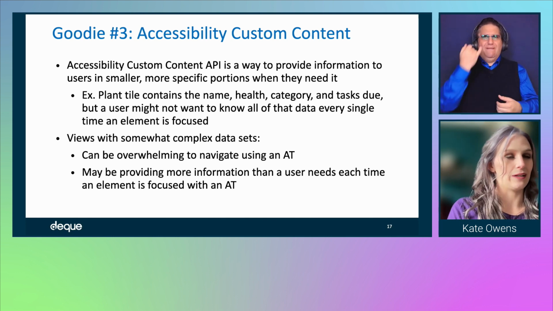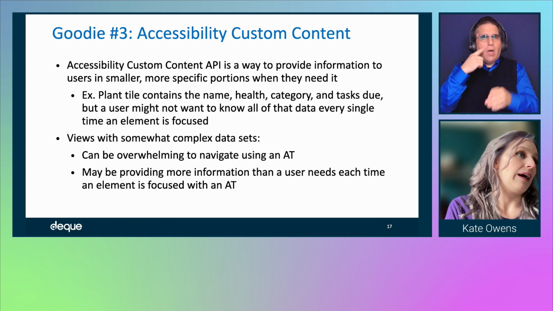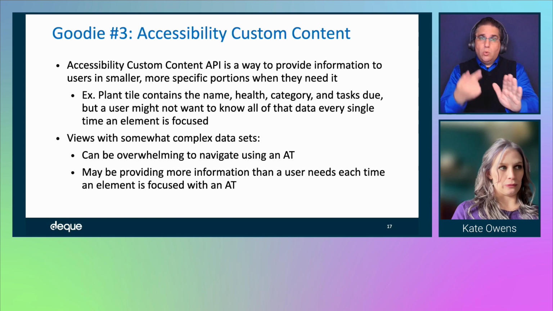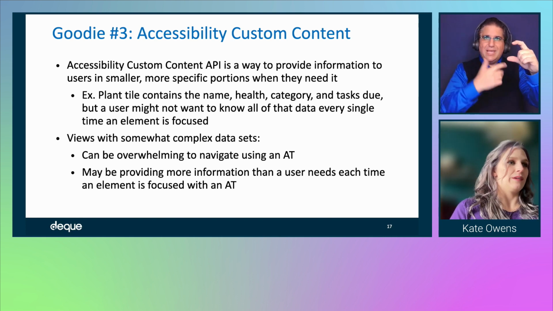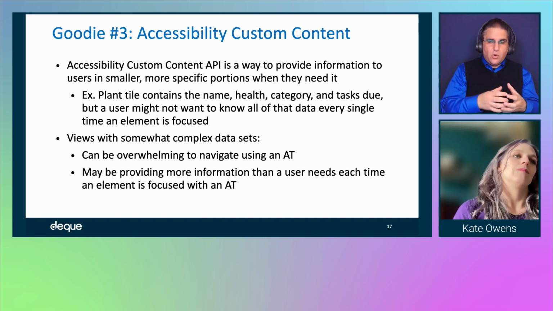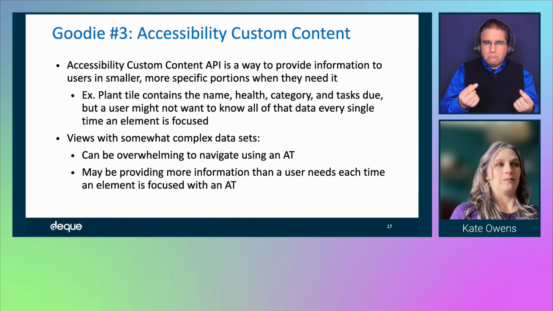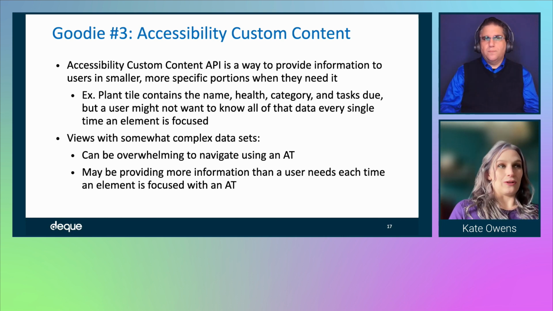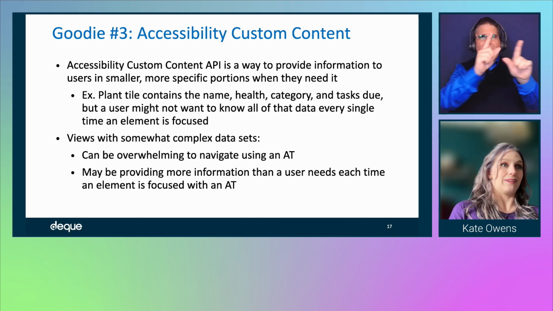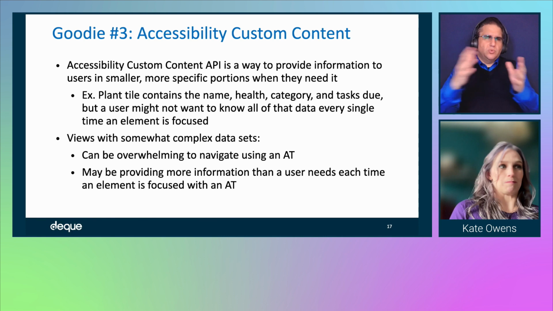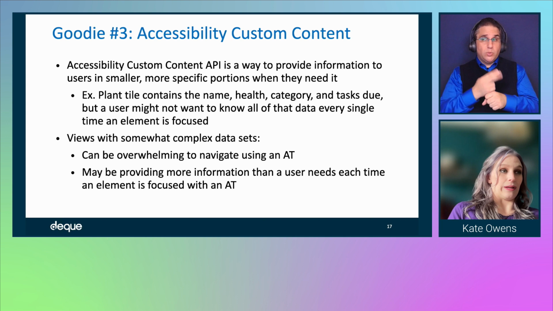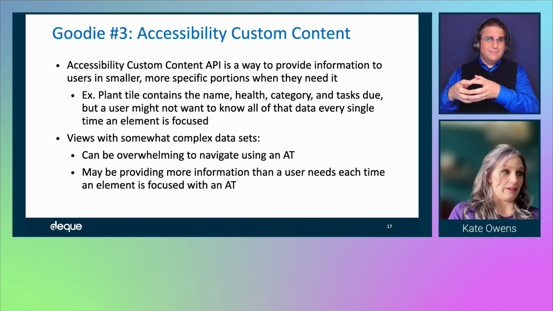For an example, if we think back to the first screen that we went over in the Plantiverse app, we had those plant tiles that would announce the plant name. So it would say plant name, health, category, tasks due. But a user might not, and probably doesn't, want to know every single piece of that data every single time a plant tile is focused. That's a lot. It's very overwhelming. So, views with somewhat complex data sets like this, they can be really overwhelming to navigate using an assistive technology.